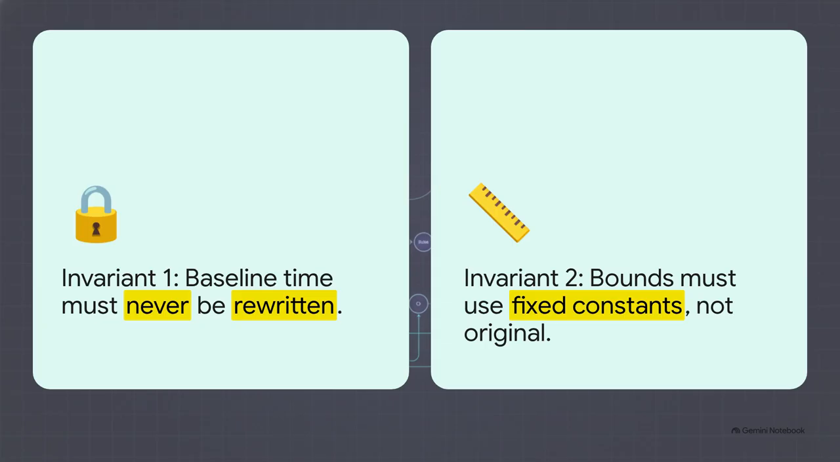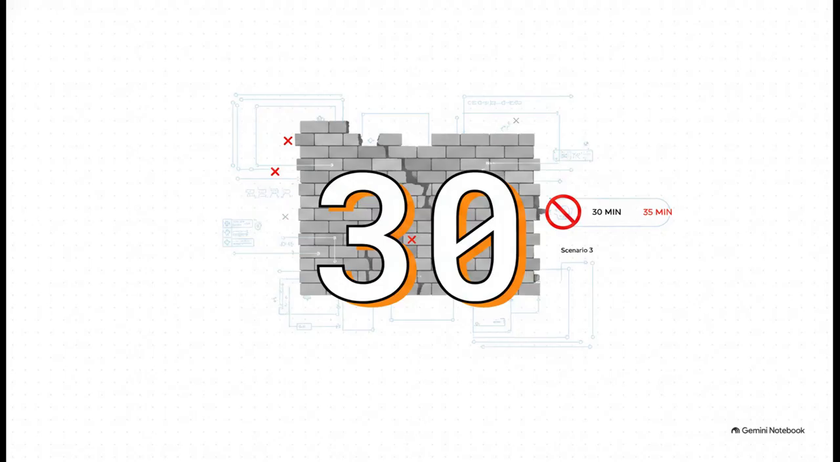First up, invariant 1. We had the mutation of a baseline value that absolutely should have been locked down. And second, invariant 2: the app had an upper bound check to ensure you couldn't extend a session for way too long. But mistakenly, this check was depending on that shifting broken original baseline instead of using fixed absolute constants. Because of these 2 combined errors, we literally hit a brick wall at the number 30.